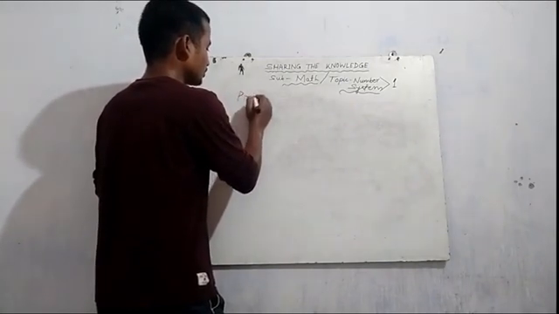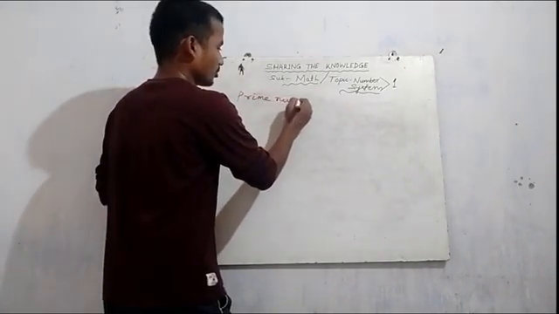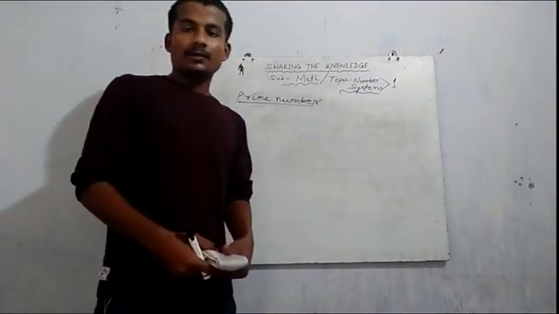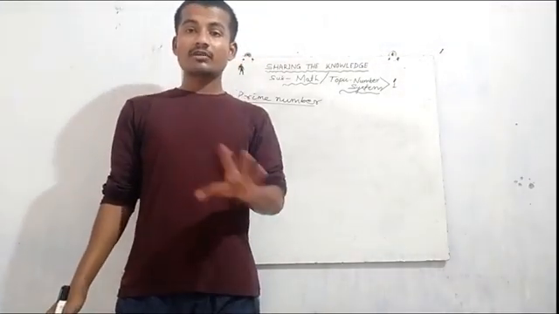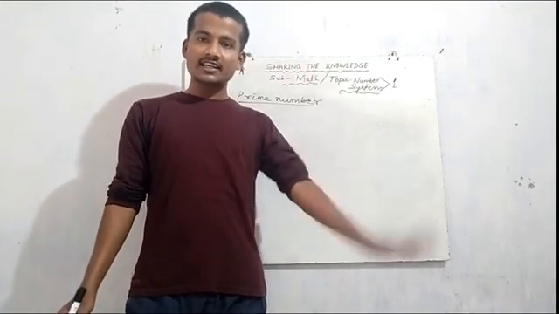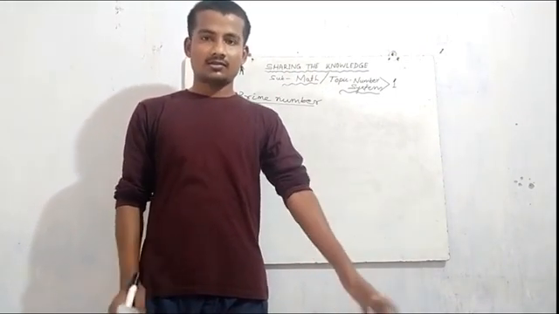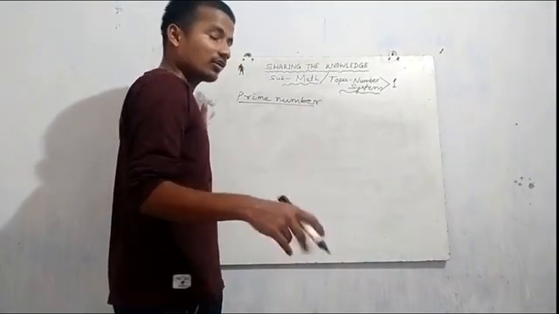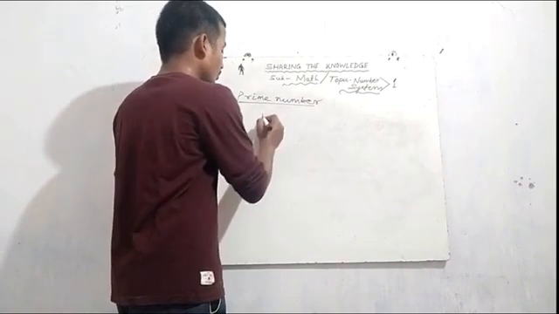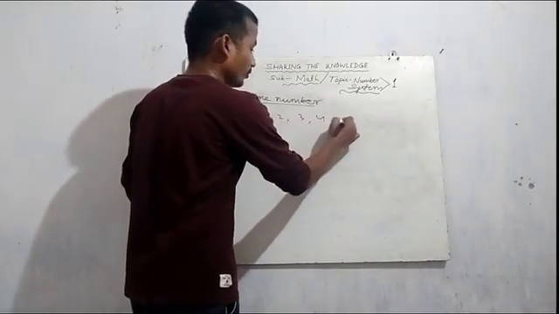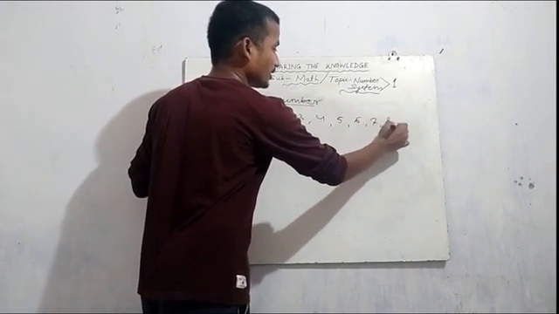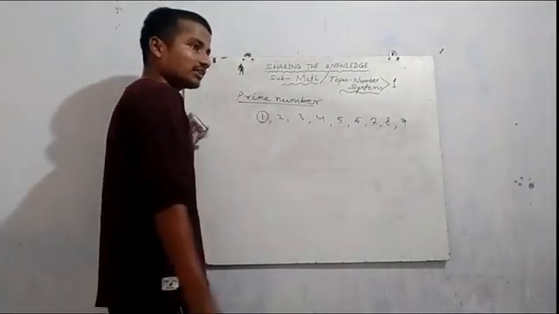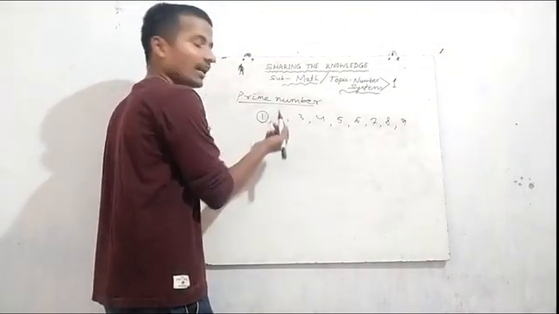First come to prime number. What is prime number? Those numbers which have only two factors, the number itself and 1. So first tell me, from 1 to 10 how many prime numbers are there? Only two factors there. 1, 2, 3, 4, 5, 6, 7, 8, 9. So first take 1. How many factors are there? Only 1 itself and not any other one.